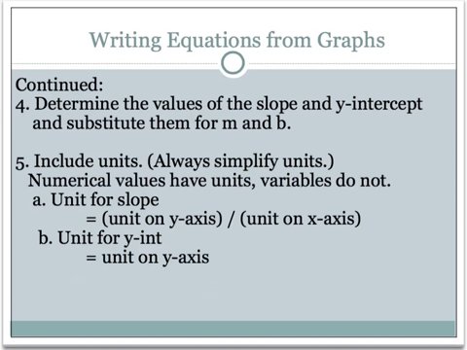When you look at the unit for slope, just like you find the numerical value for slope, you're going to take the unit on y over the unit on x. So the old rise over run thing is the same thing that we'll use here, except just for units. The unit for the y-intercept is simple. It's whatever unit you used on the y-axis.